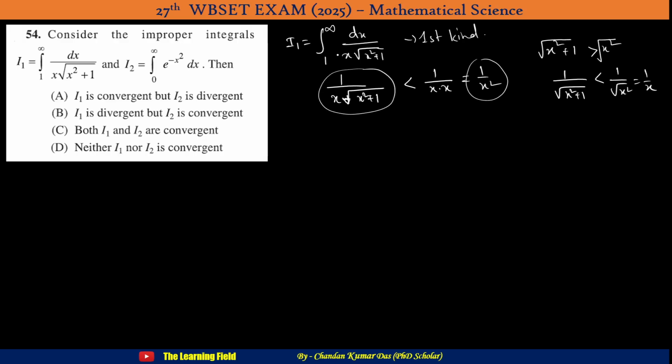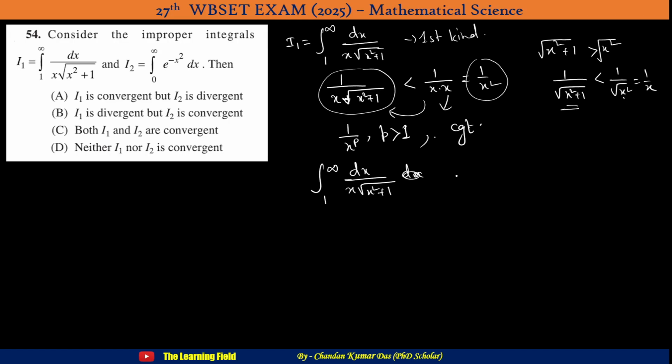And we all know that an improper integral of the first kind of the form 1 by x to the power p, where p is greater than 1, is definitely convergent, by the p-series test. Therefore, since this one is convergent, the given function is also convergent by the comparison test. That means the integral from 1 to infinity of dx by x root under x square plus 1 is convergent.